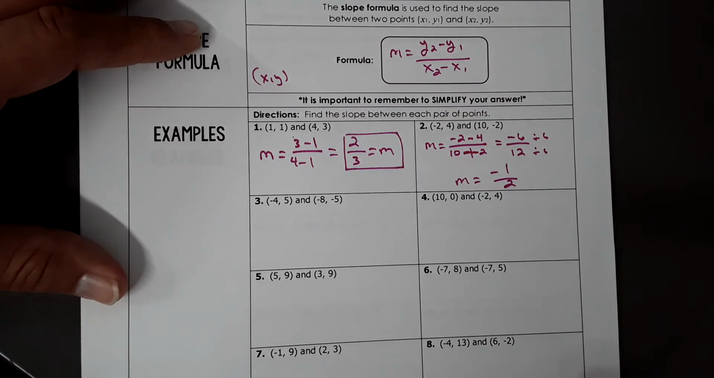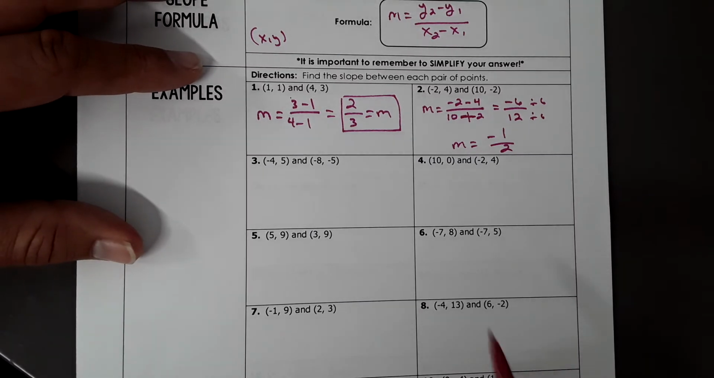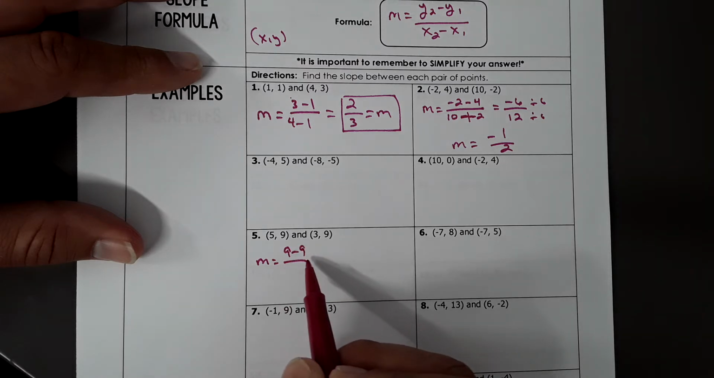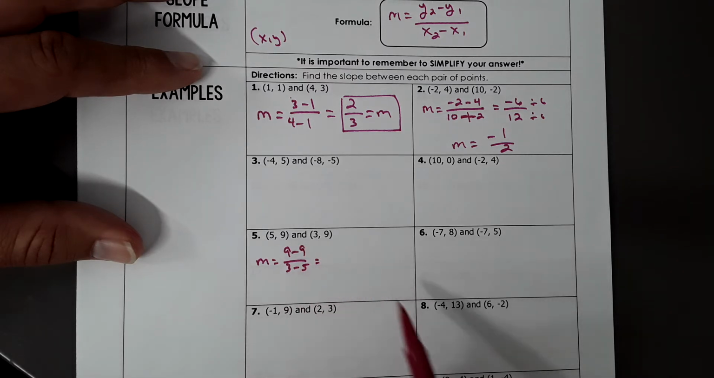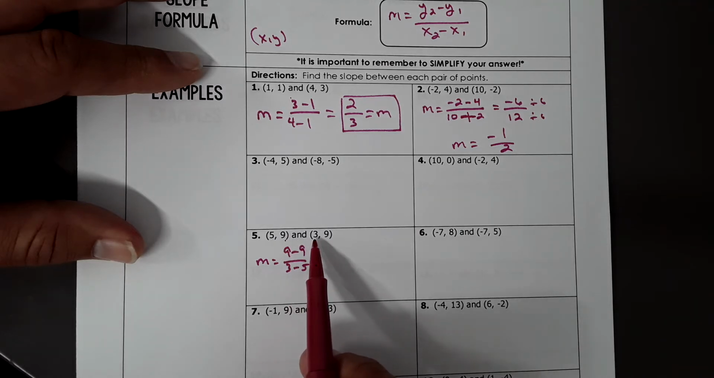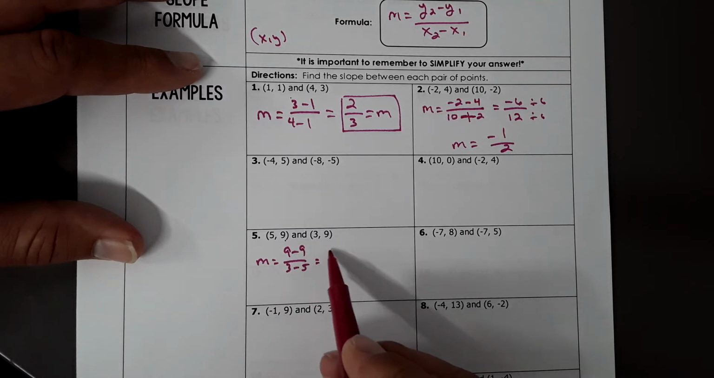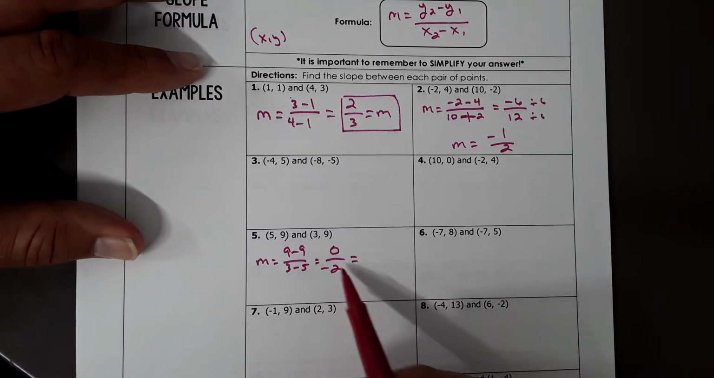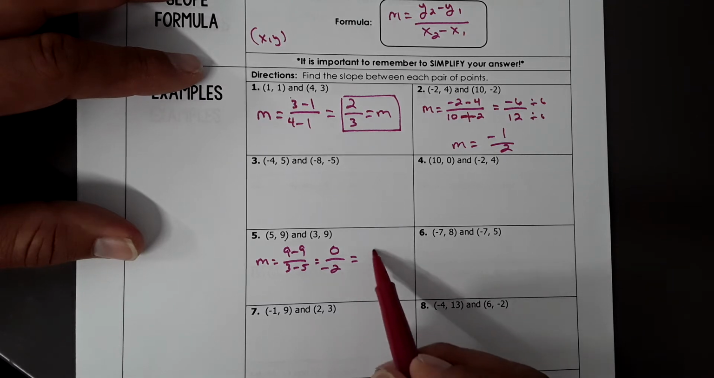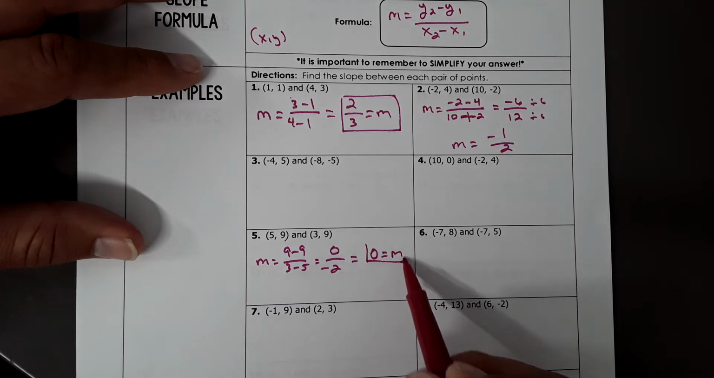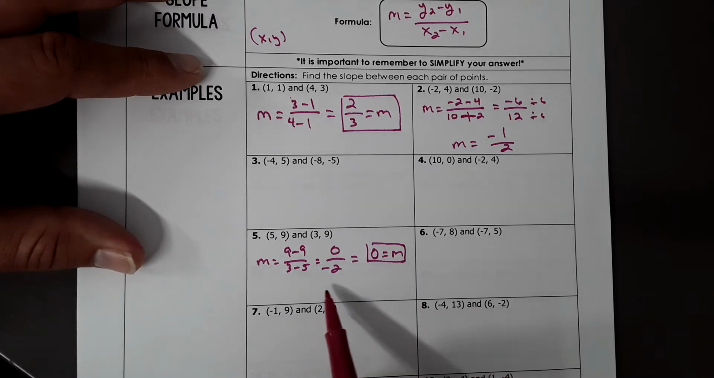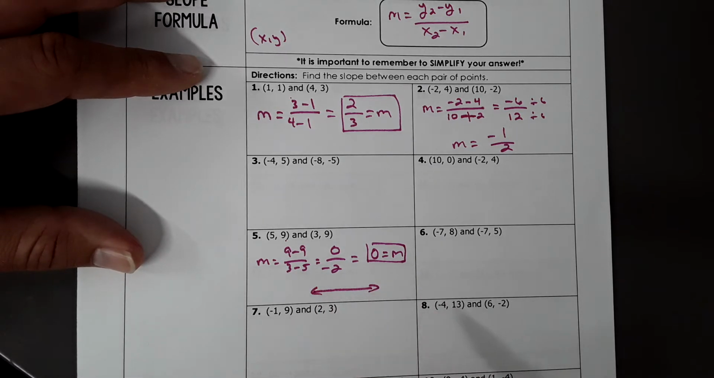All right, let's look at another one here. Let's look at 5. My two y numbers, 9 minus 9 and 3 minus 5, y minus y over x minus x. So 9 minus 9 is 0, and 3 minus 5 is negative 2. And well, wait a minute. 0 divided by negative 2 is just 0. So my slope is 0. Well, what does that mean? Wait a minute. Remember the special cases. If your slope was 0, that must mean this is a horizontal line.